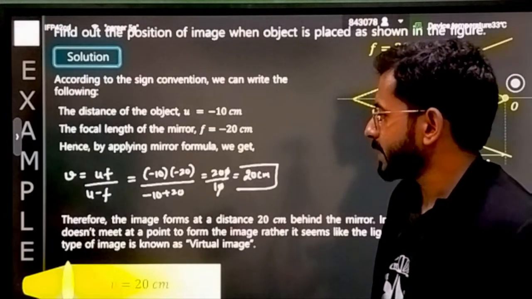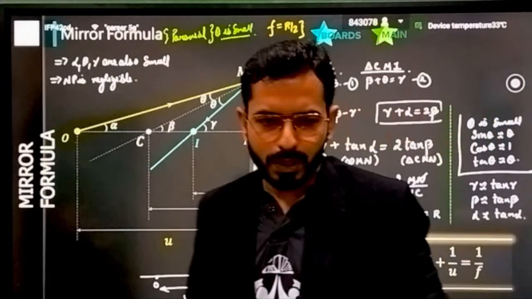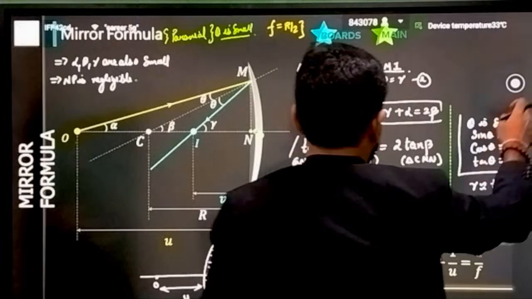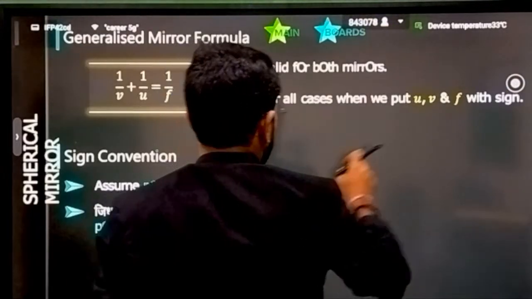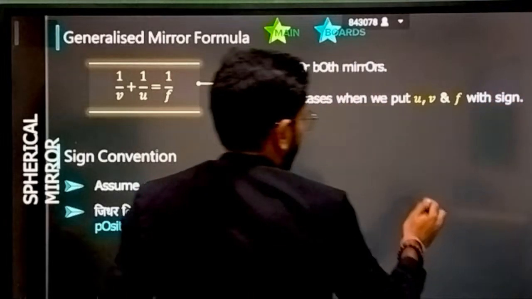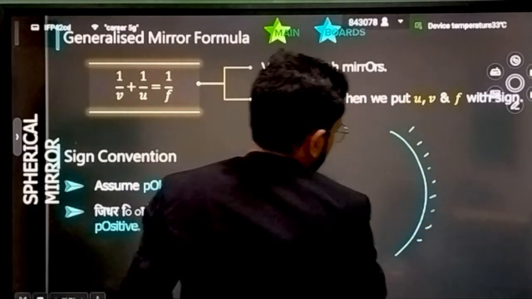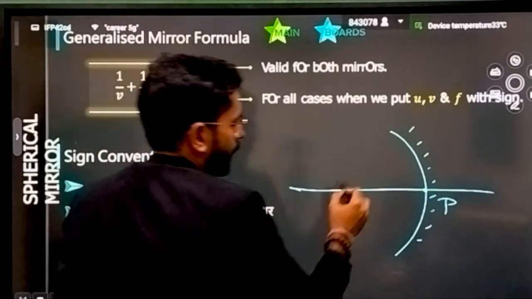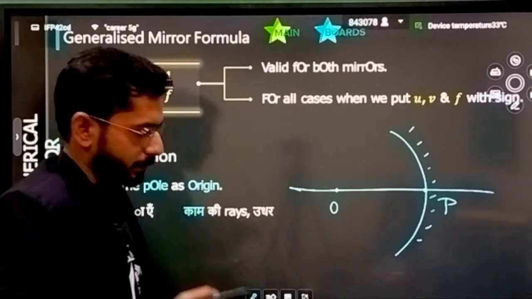Now, if I'm talking about sign convention, simple sign convention, nothing very extra, not any special thing I'm going to tell you. Very basic we will keep it, and I will explain from the questions as well. It will be much better. See, if this is a mirror, what is this point called? This point is called the pole. Let's suppose here is some object. Okay, what will be happening?